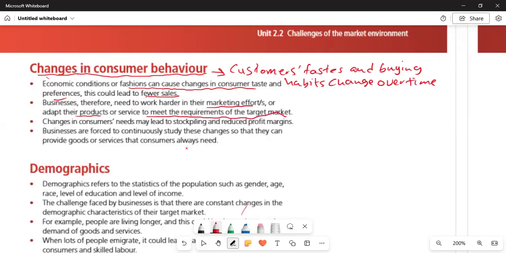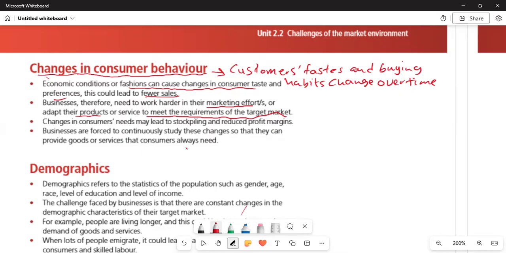So meaning to say, the business must make sure that they do market research. They have to go and do research so that they can find out what is happening, what the changes in the market are. That is very important so that they respond to the needs of the market and cannot find themselves with excess stock that is not going to be bought because it is old-fashioned.